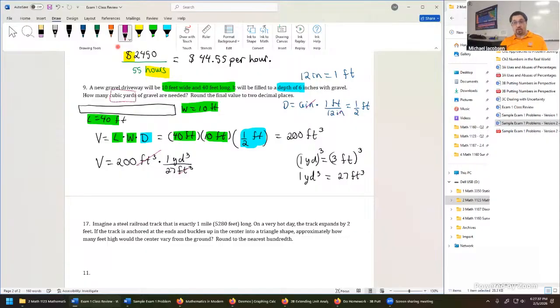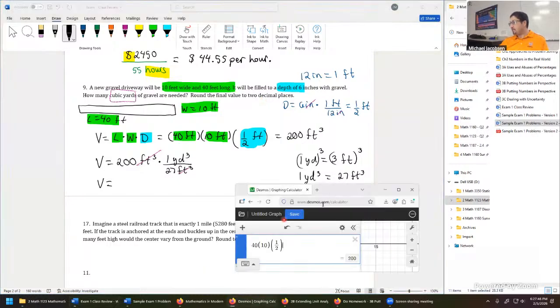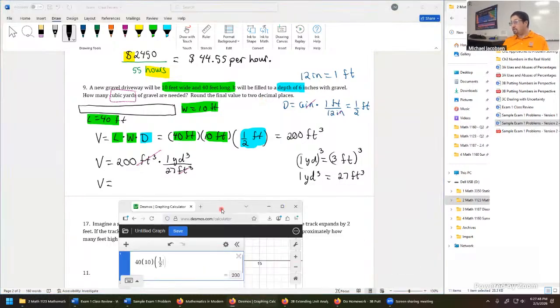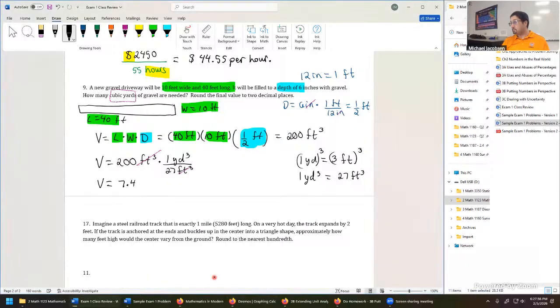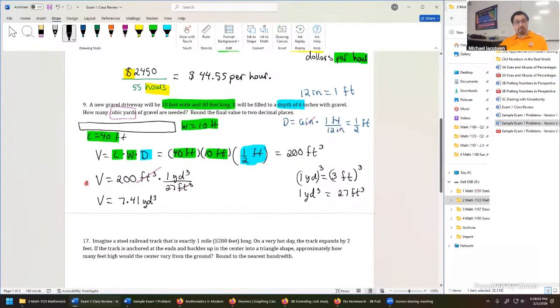And now we have the answer in cubic yards altogether. We're going to round this one to 2 decimal places. So back in the calculator, 200 divided by 27. To 2 decimal places, that'll be 7.41 cubic yards. So that's the rundown on problem number 9.